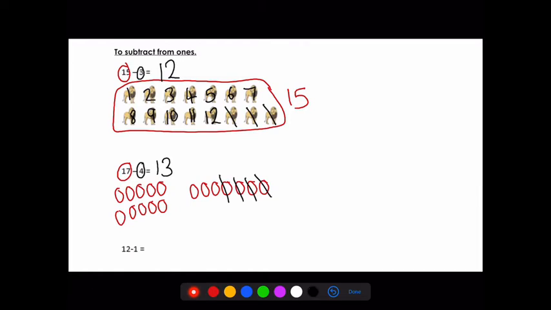Now it's your turn to do 12 subtract 1. Pause the video so you can work it out, then press play so you can check yours is the same as mine. So first I'm going to draw 12 circles because 12 is our whole, it's the greatest number. Now I need to cross out 1 circle because I'm subtracting 1 and count how many circles are left. You should have found that there were 11 circles left, which means 12 subtract 1 equals 11.